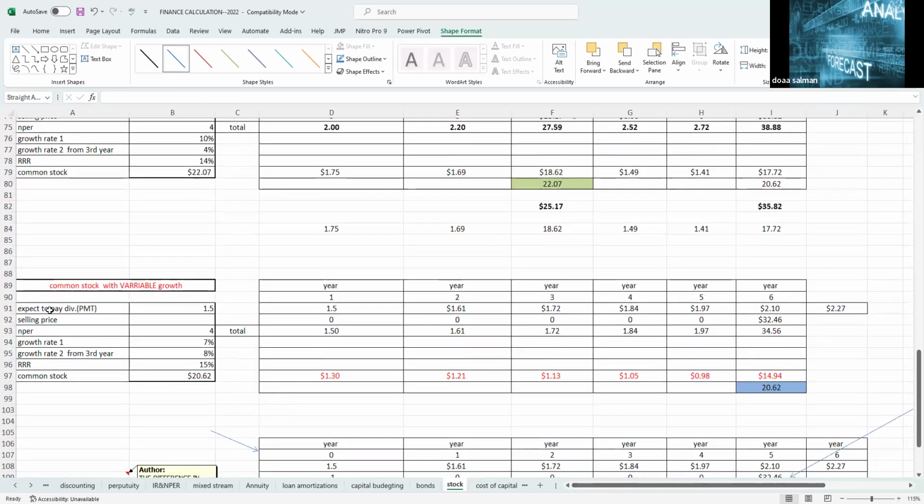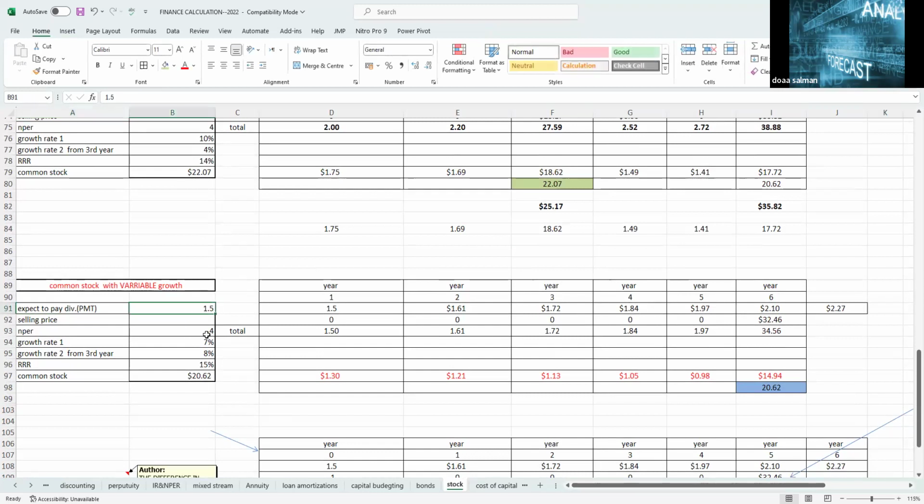Another one: dividends expected to pay 1.5. No selling price. Since there is no selling price, this means it is to infinity. And the number of years is 4. So it is going to grow by 7%. So 1.5, and then I'm finding the future value using a 7% growth rate, and then again 7% for another year. And he said that it lasts for 7 years. Oh, sorry, for 4 years.